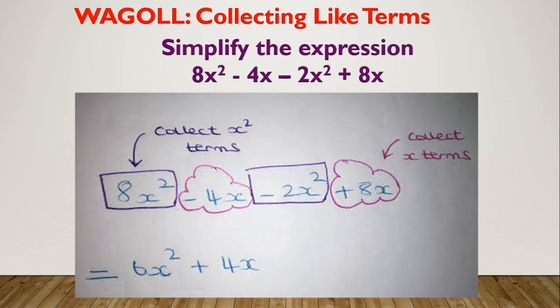Okay, so what do we do? We start off by basically circling the ones that are like terms. So we've got the 8x squared and the minus 2x squared. So 8 minus 2 gives me 6x squared, and then you do minus 4x plus 8x. So what's minus 4 plus 8? That becomes plus 4x. So copy down this example. This one can be a bit tricky with the minus signs, so please do watch out for them, okay?